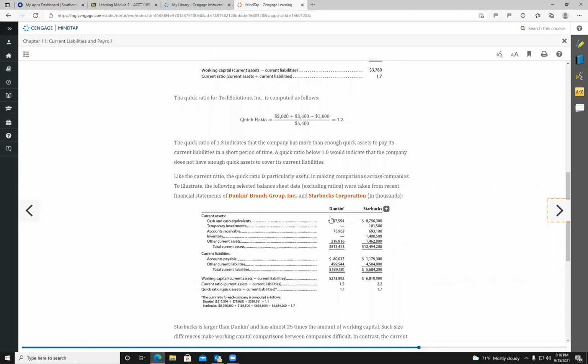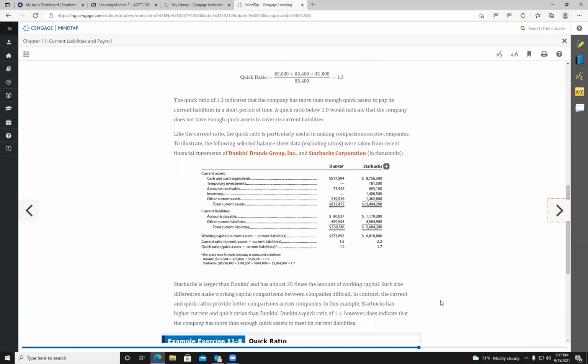So here, they've already done all the calculation and the math for us, but it's comparing Dunkin' Donuts with Starbucks. So if we look here really quickly, looking at their current ratio and their quick ratio, Starbucks would appear to be in a healthier financial situation than Dunkin'. So Starbucks is larger than Dunkin'. It has almost 25 times the amount of working capital. And such a size difference makes working capital comparisons between companies difficult.